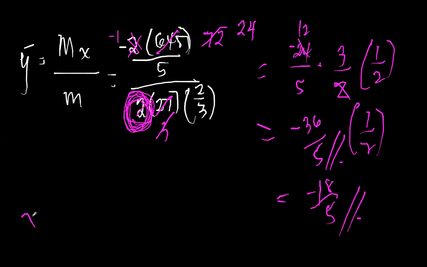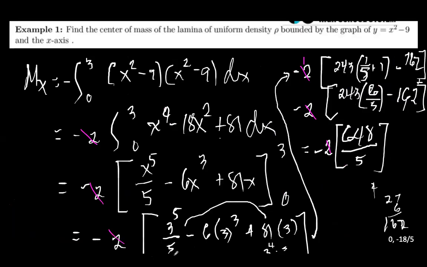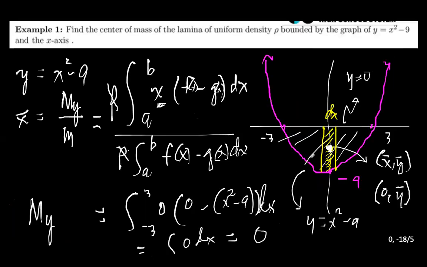Therefore, we can say that the center of mass of the lamina is at 0, -18/5, which is approximately, what's this? This is equivalent to -3.6. So where can we find that? Here we go. So somewhere here, right? Somewhere here. Okay, so we have already found the center of mass of the lamina.